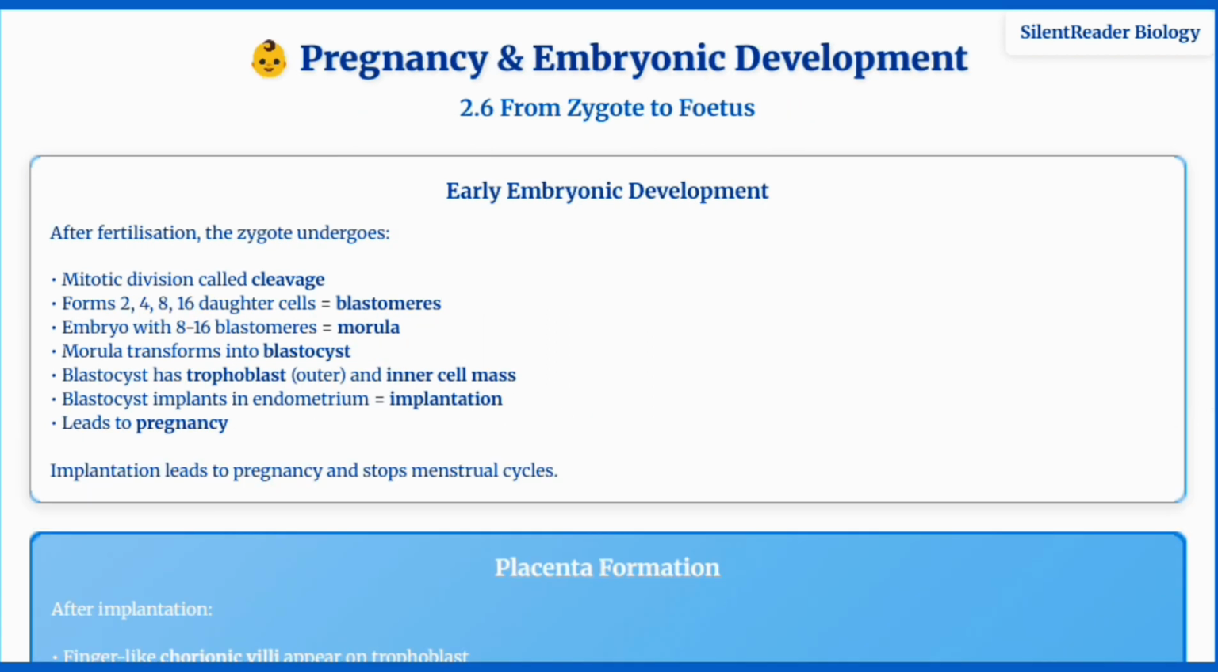Following fertilization, the developing embryo undergoes remarkable transformations. The zygote divides to form 2, 4, 8, and then 16 cells called blastomeres. The 8 to 16 cell stage is called a morula, which continues dividing and transforms into a blastocyst as it reaches the uterus. The blastocyst has an outer layer called the trophoblast and an inner cell mass. The trophoblast attaches to the endometrium while the inner cell mass develops into the embryo proper. This attachment and embedding process is called implantation and marks the beginning of pregnancy.